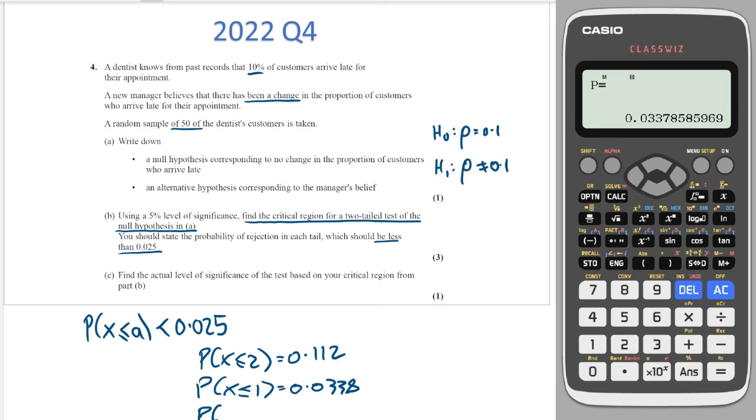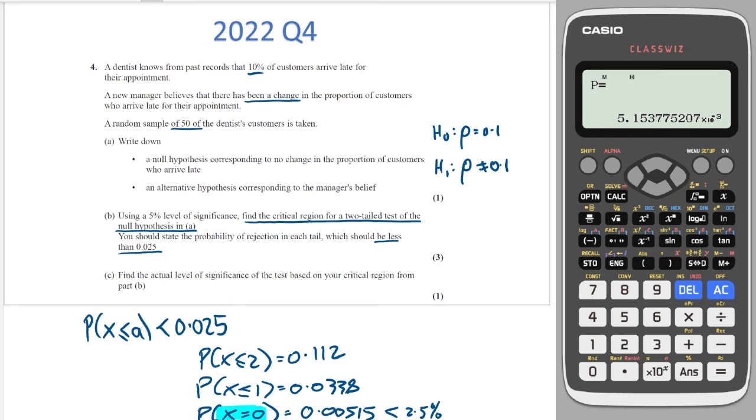So the last one I'll try will just be x is equal to 0 essentially. I can still use my cumulative probability to do that. I just press 0, and that looks good. That's 0.00515, which is definitely less than 2.5%. Okay, so that means that this is part of the critical region.